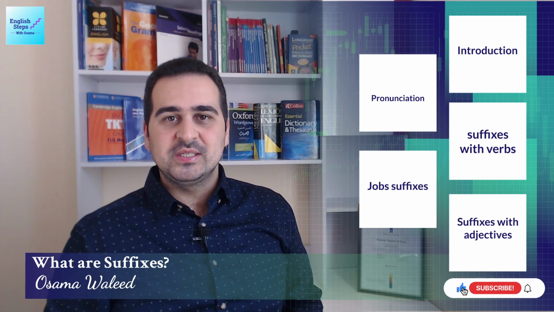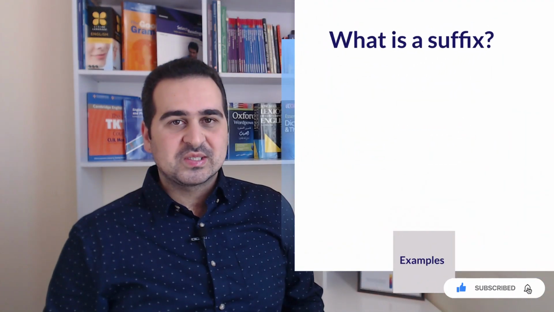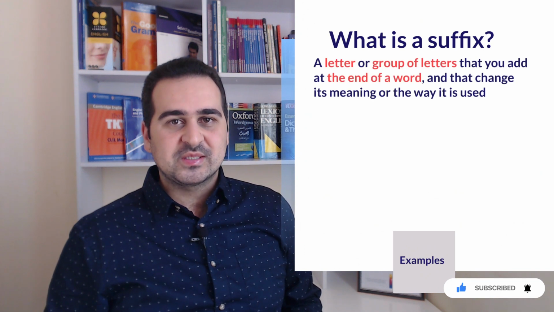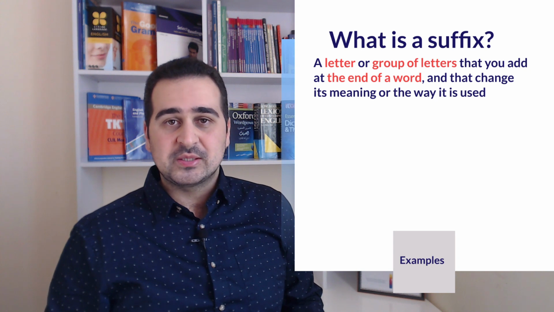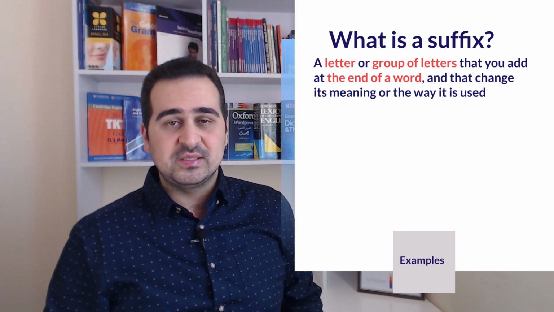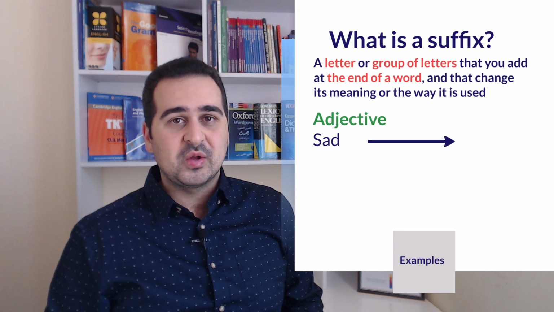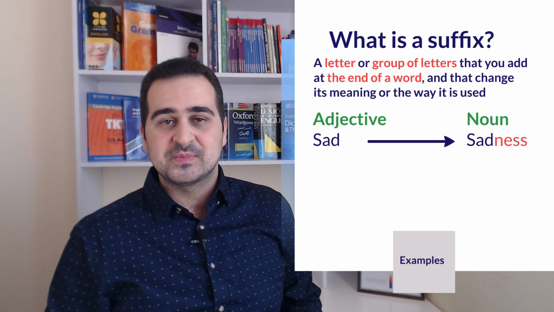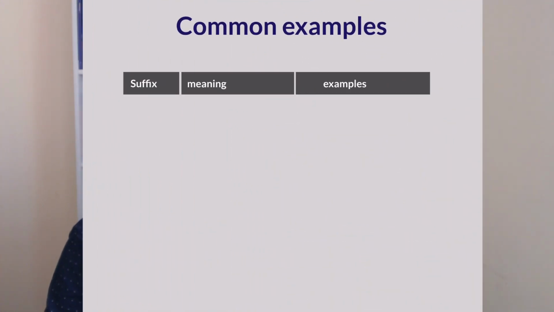I am Usama Walid and today's lesson is about suffixes. What is a suffix? According to the Oxford English Dictionary, a suffix is a word or a group of letters that you put at the end of a word and that changes its meaning or the way it is used. For example, the adjective sad can be changed into a noun by the addition of the suffix ness and it becomes sadness. Let's take a look at some common examples of suffixes we have in English.